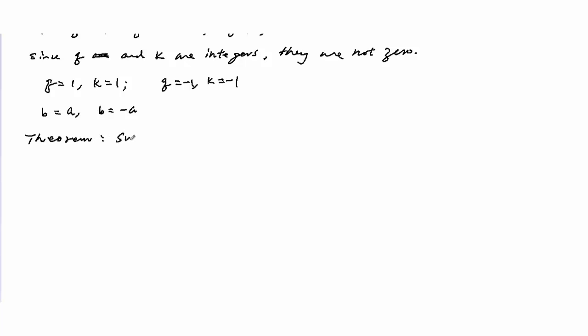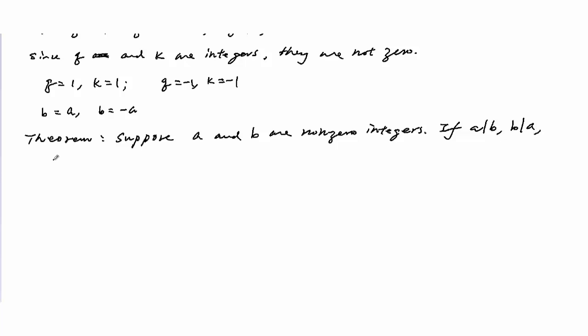So we state this more formally. Suppose A and B are non-zero integers. If A divides B and B divides A, then A equals plus or minus B. And we did the proof just now.